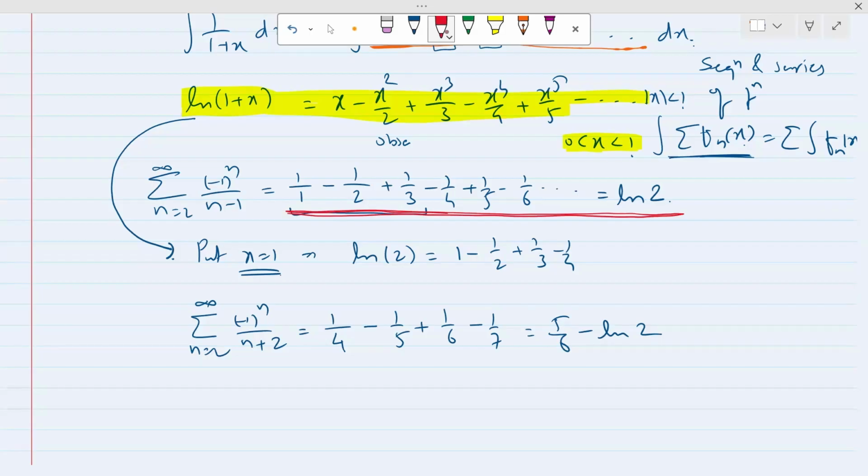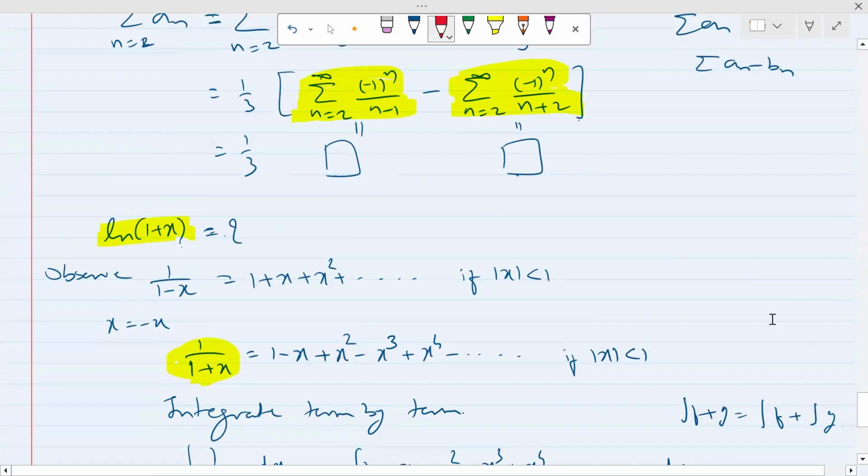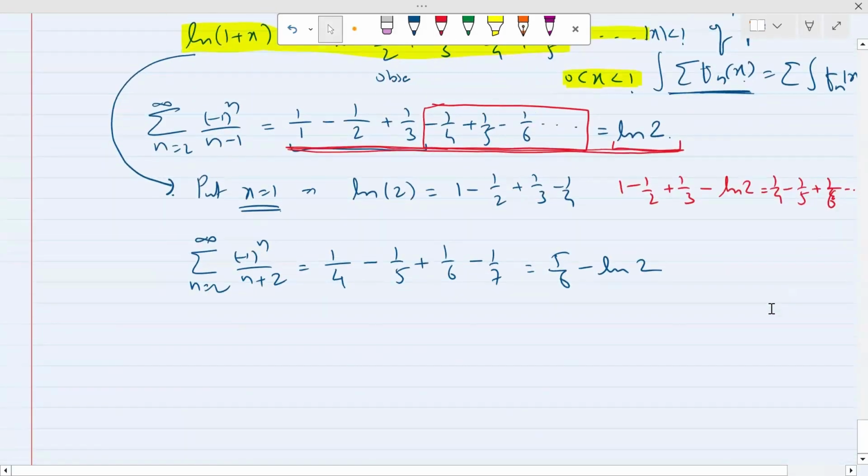Okay. So from here, transfer this part on the right hand side and transfer this part on the left. So what will you get? 1 minus 1 by 2 plus 1 by 3 minus ln of 2 equal to 1 by 4 minus 1 by 5 plus 1 by 6. That's what you will get. Okay, sir. Clear. Thank you, sir. Okay, good. So that's why I have written this equal to this.